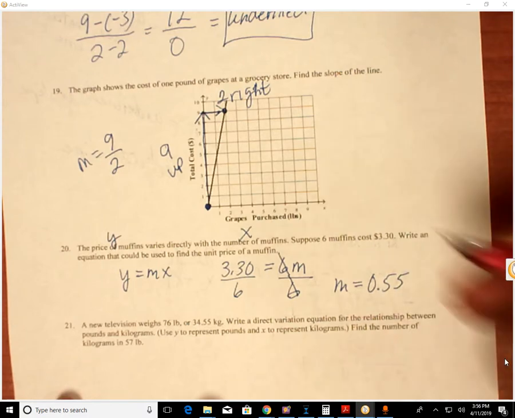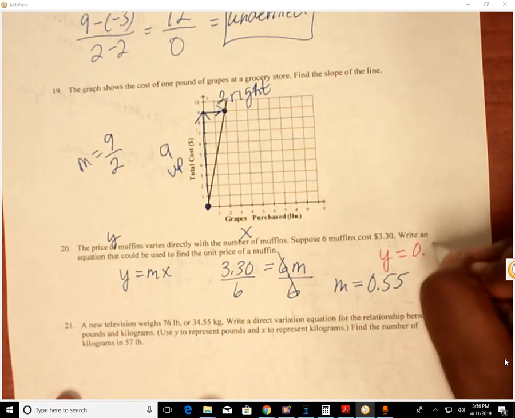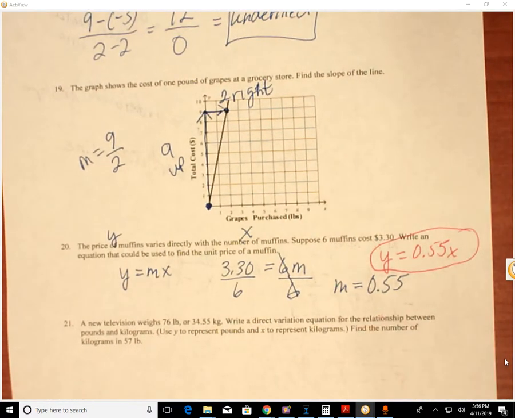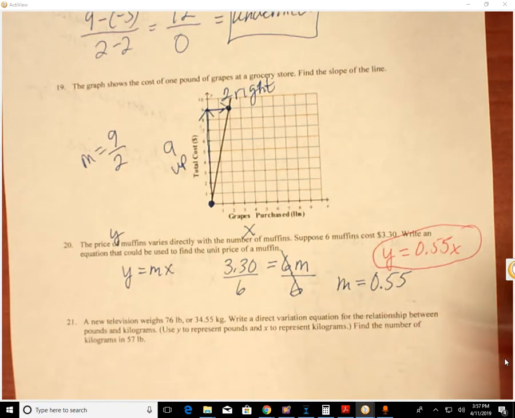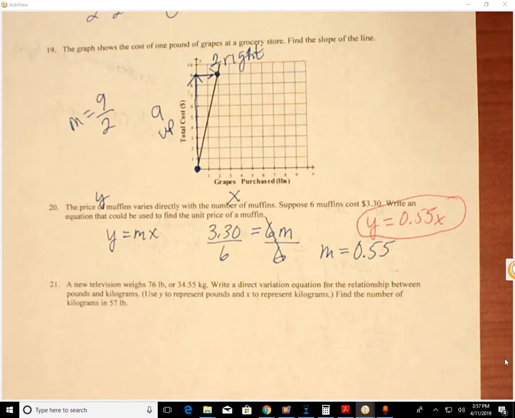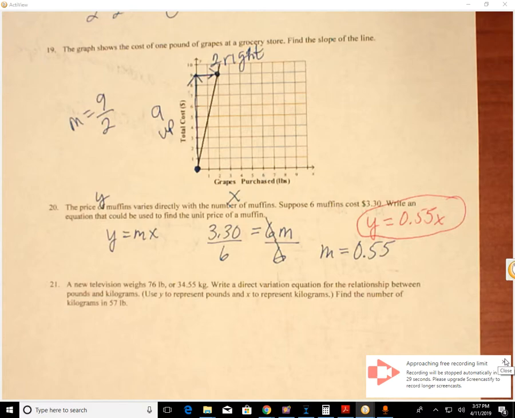So let's write that equation. y equals 0.55x. So I can find out how much 8 muffins are. I can find out how many muffins $5 will get me. So you can use that equation for many different things. Number 21. Let's make this the last one for this video, and then I'll try to finish the rest. Oops, well, I guess we're not. I will finish 21 through 32 on the next video. Alrighty.